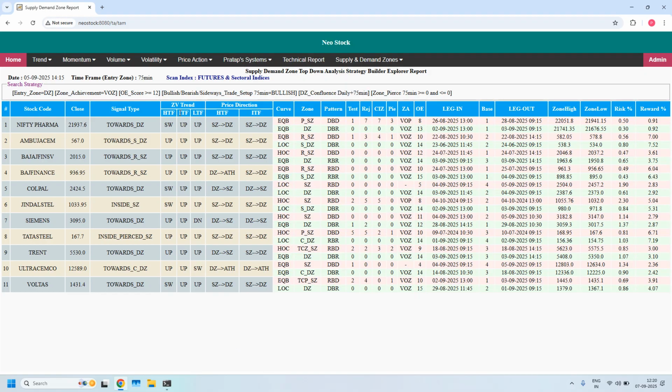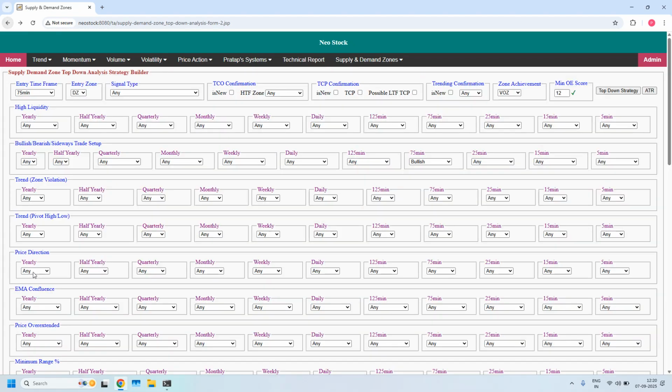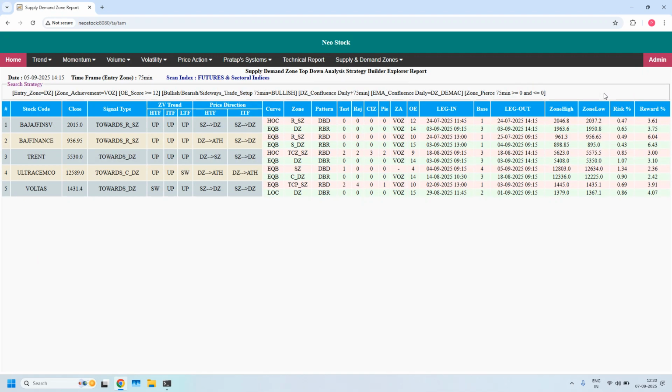And the daily trend and ITF trend is an uptrend in all the stocks, because the 75 minutes overlapped with the daily, and the daily trend is an uptrend. So we can further filter based on daily demand zone having daily EMA confluence. So I'm going back, applying the EMA filter on the daily demand zone. So daily demand zone with daily EMA confluence.